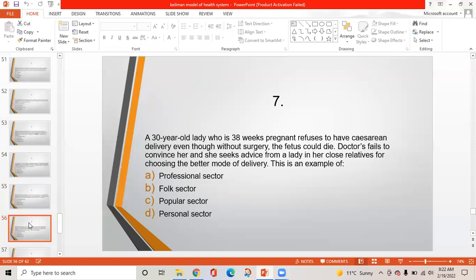Now, seventh MCQ. A 30 years old lady who is 38 weeks pregnant refuses to have cesarean delivery, even though without surgery the fetus could die. Doctors fail to convince her, and she seeks advice from a lady, a close relative, for choosing the better mode of delivery. According to Kleinman's model of health system, this is an example of option A professional sector, B folk sector, option C popular sector, and option D personal sector.